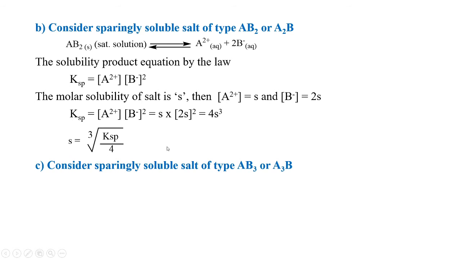Next type, AB3 or A3B type. AB3 will dissociate into A3+ and 3B-.